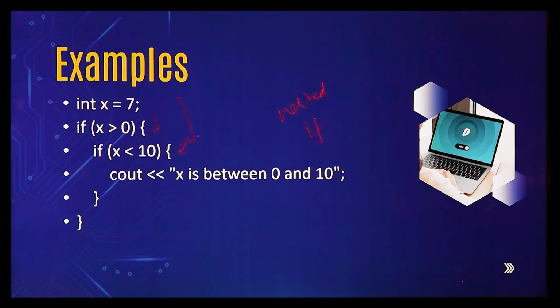And both of these expressions would be true. Why would it be true? Because x is greater than 0 and x is less than 10. So x is 7 and 7 is between both of these numbers.